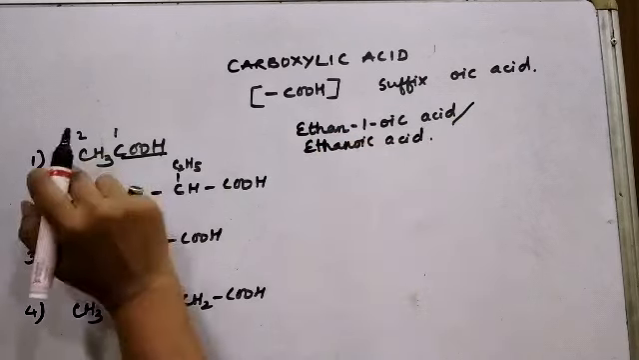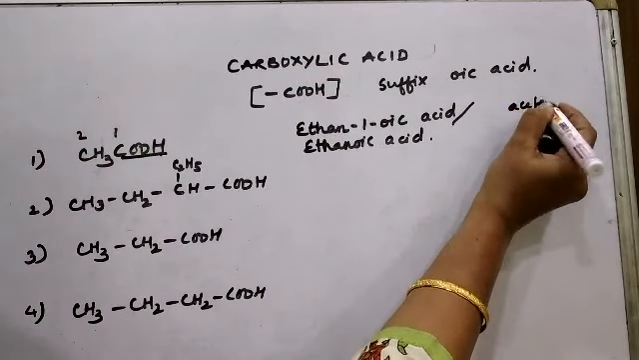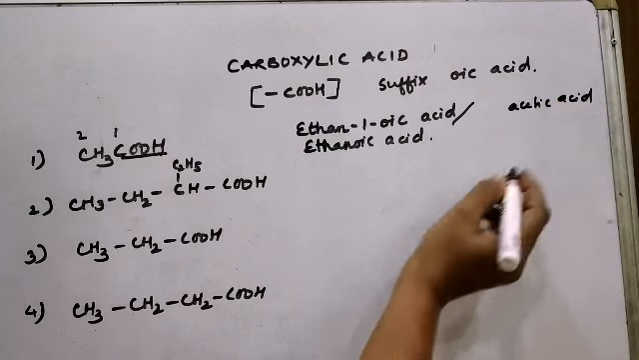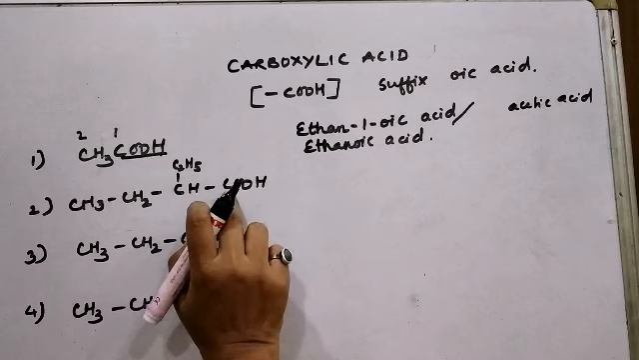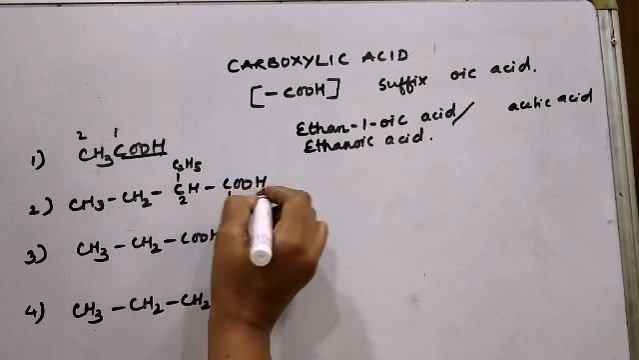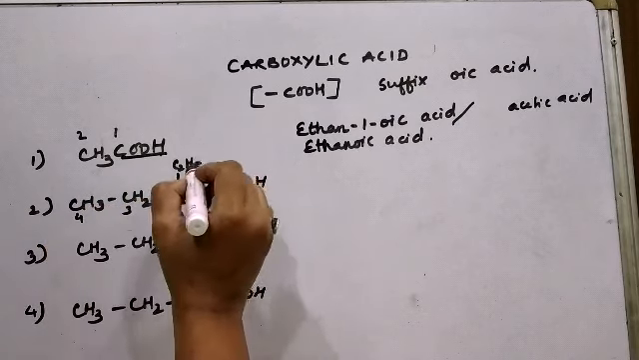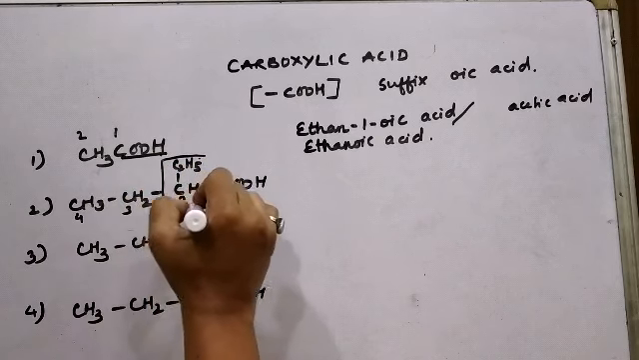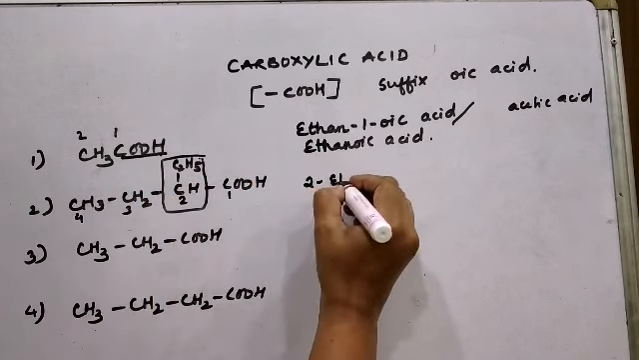Ethanoic acid. This acid has a common name which is acetic acid. So acetic acid is the common name of ethanoic acid. Second, 1, 2, 3, 4 carbon atoms are present in the straight chain. So we will assign the lowest number to the functional group, 1, 2, 3 and 4. You will find on carbon atom number 2 there is a substituent which is the ethyl group. So we have a prefix here. So we have 2-ethyl.